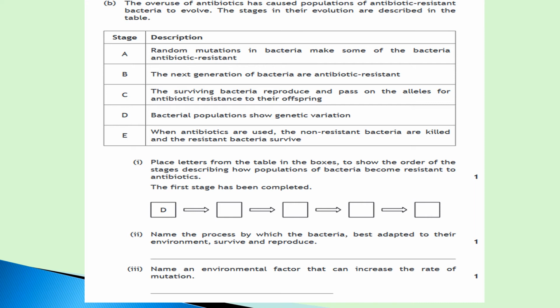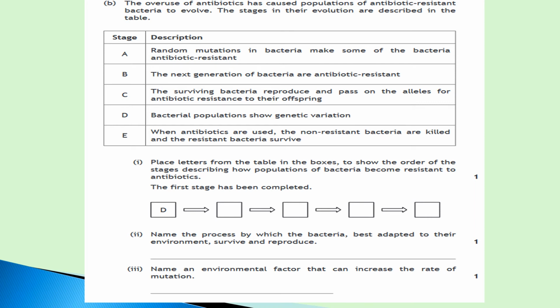D, bacterial populations show genetic variation. E, when antibiotics are used, the non-resistant bacteria are killed and the resistant bacteria survive. It then says place letters from the table in the boxes to show the order of the stages describing how populations of bacteria become resistant to antibiotics. The first stage has been completed for you. The next question says name the process by which the bacteria best adapted to their environment survive and reproduce. And the last question says name an environmental factor that can increase the rate of mutations.